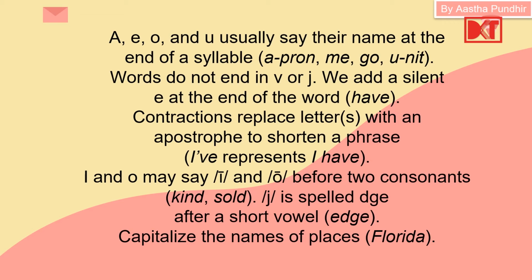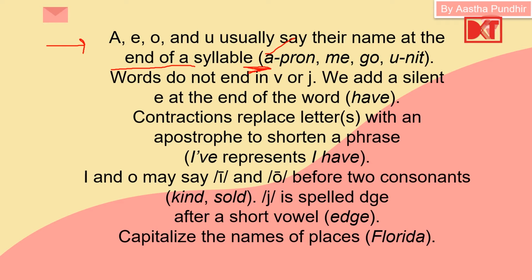Alright, a few more rules. Now A, E, O and U usually say their name at the end of a syllable, like apron. We're starting with apron, not apron. It's apron. So A का नाम क्या? It's A itself. So apron.